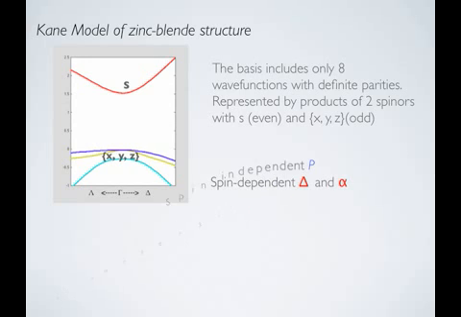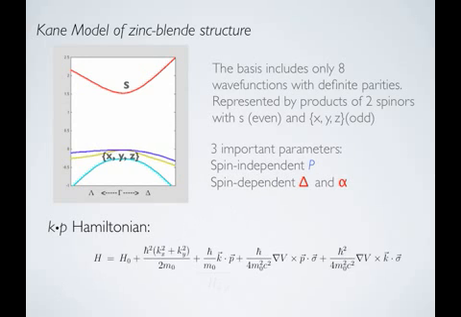Within this selected basis, usually 3 parameters are crucial, because as a model from perturbation theory, there are 3 first-order perturbation terms. The P is related to the k dot p term, delta is related to the k-independent spin-orbit interaction, and alpha to the k-dependent spin-orbit interaction, which is usually much smaller.